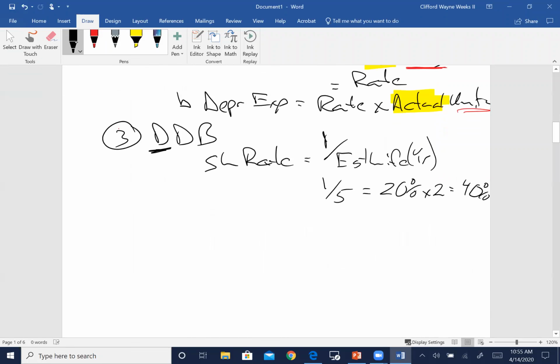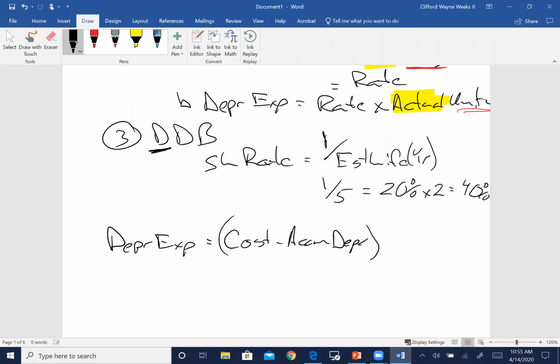And so to get your depreciation expense, you're going to take the book value, and if you remember, book value was cost, subtract accumulated depreciation, and you're going to multiply it times double the straight line rate.